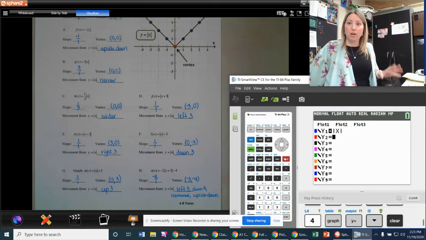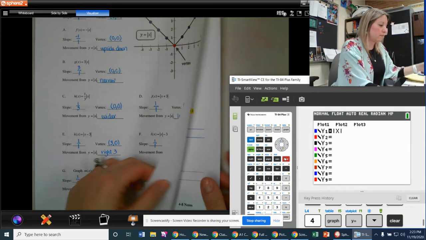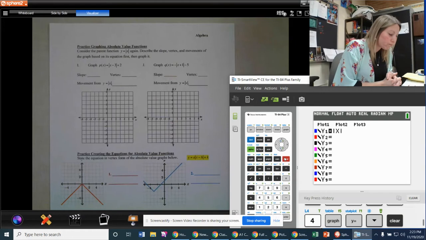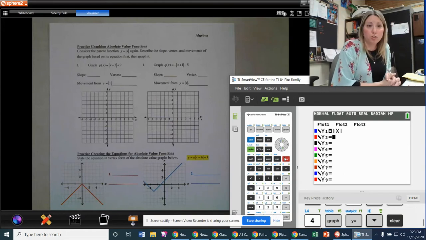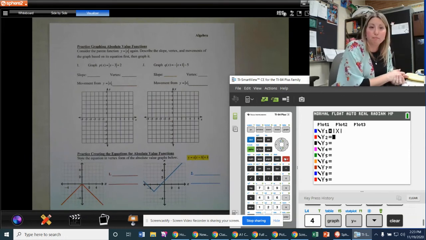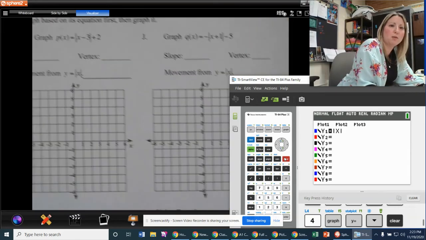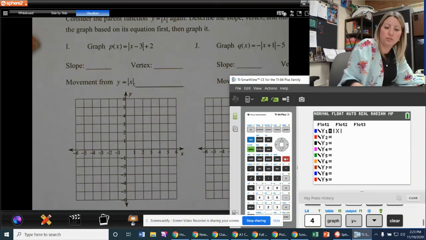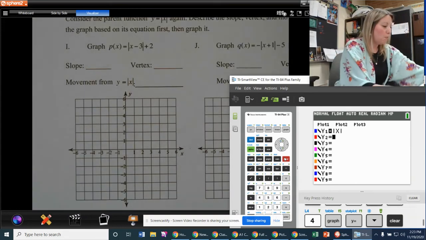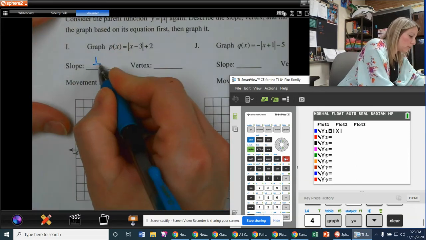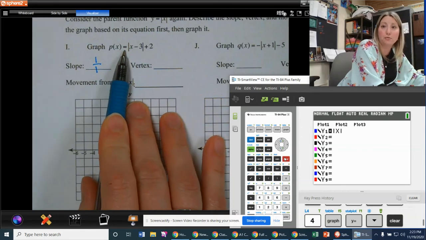Leave that parent function. I'm getting rid of all the movement ones. All right. Now we're going to graph. So we're going to consider the parent function, right? Describe the slope, the vertex, the movements, and then we're going to graph it. So I'll start with P of X right here. Notice I'm naming all these guys different letters, so we have lots of different functions we're talking about. Looking at the equation, I can see the slope in front is 1/1 because there's no other number listed. There's no negative there.